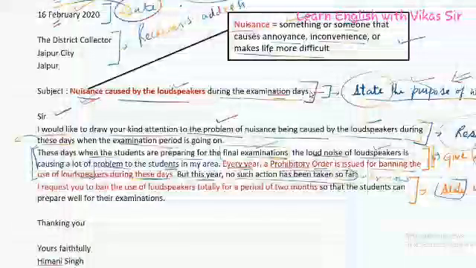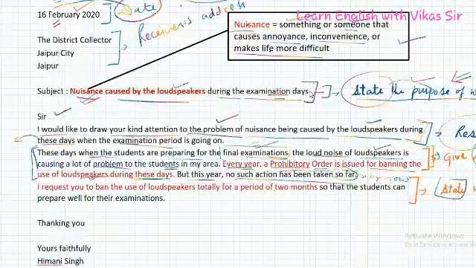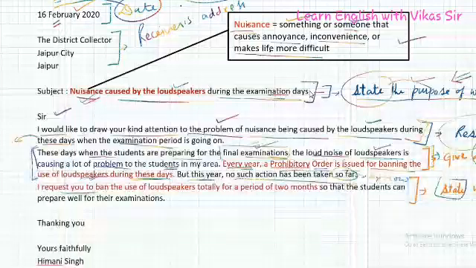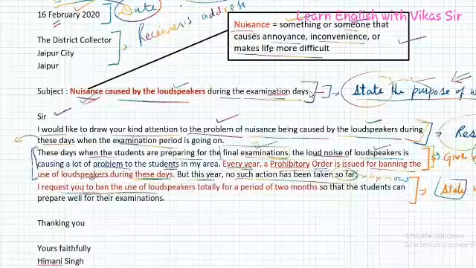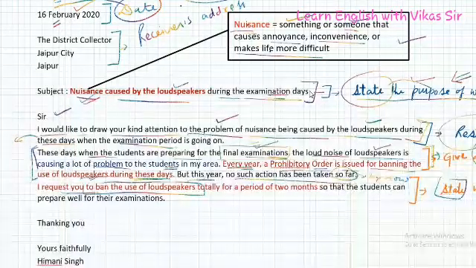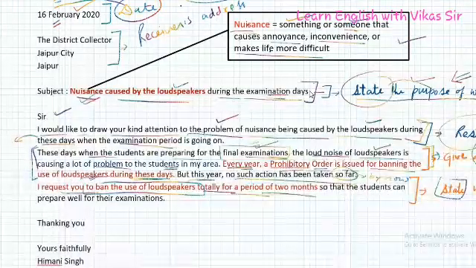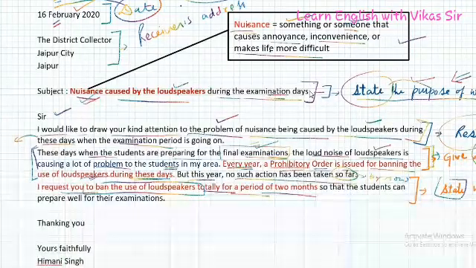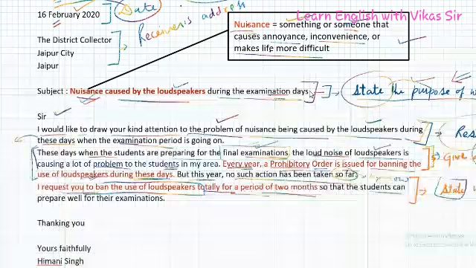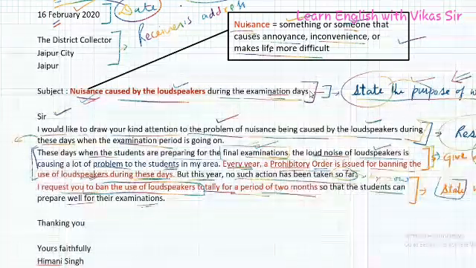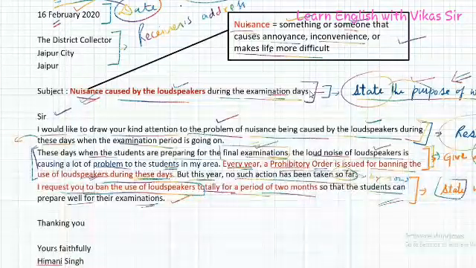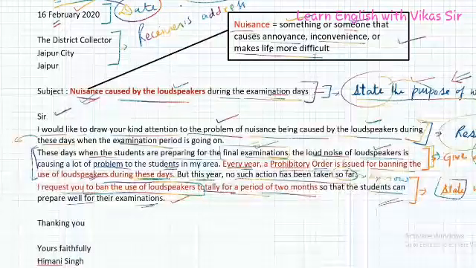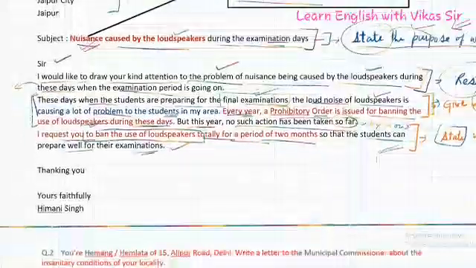I request you to ban the use of loudspeakers. So here you are requesting what? To ban the use of loudspeakers totally for a period of 2 months. This will be the time of examination. For 2 months you want no loudspeakers to be used, so that the students can prepare well for their examinations. So this is what you want from the authority, what you want the authority to do for the students as mentioned.